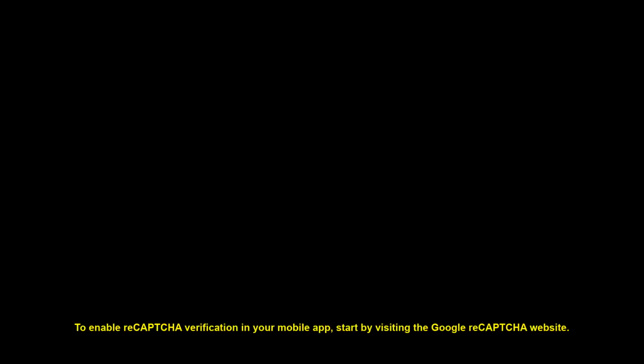To enable reCAPTCHA verification in your mobile app, start by visiting the Google reCAPTCHA website. Create an account if you don't have one, or log in to your existing account. Once logged in, click on the Admin Console button. In the Admin Console, click on the plus icon to add a new site.